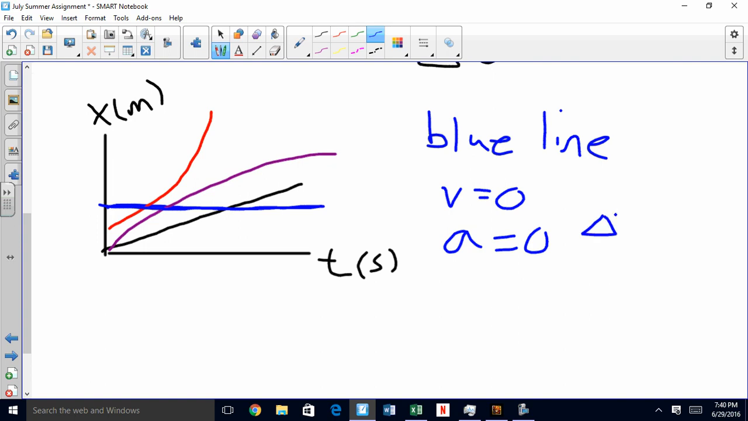It's delta v over delta t. Well, if delta v is 0, we don't really care what delta t is. As long as it isn't 0, we're going to get 0 for the acceleration. So the fact that the numerator is 0 is why the acceleration is 0.